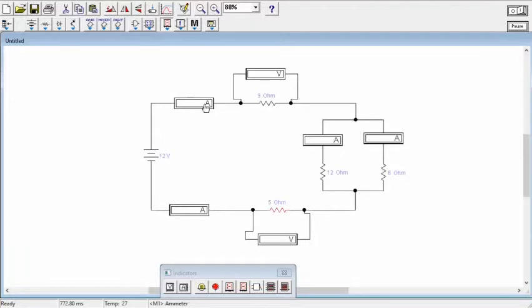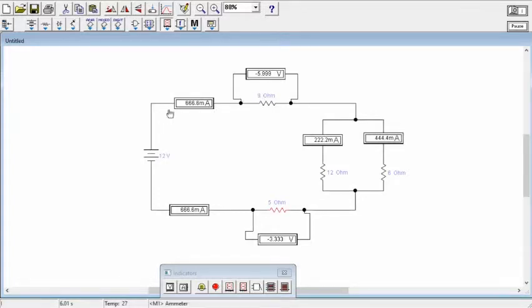The current reading here must be 0.667. This is your total current. And also here 0.667. At 12 ohm, we will get 0.222 or 2.22 milliampere. Here is 6.67 milliampere. Here 0.445. Okay? So, run.